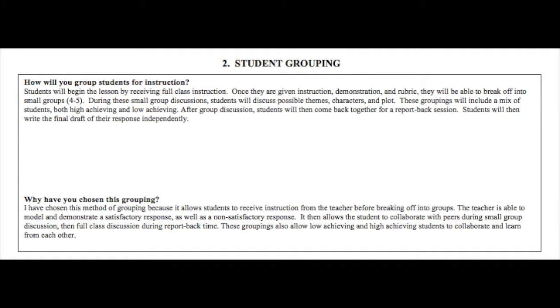So now we have part 2, student grouping. When we first come into class, we will have full class instruction. I'm going to be demonstrating what they're going to need to be doing. I'm going to tell them everything they'll need to know, give them their rubric, and then I'm going to let them get into small groups of 4 or 5 to discuss some of the themes and some of the characters. During these small groups, they'll be able to develop a thesis statement and a theme. These groupings will include a mix of students who are both high achieving and low achieving.